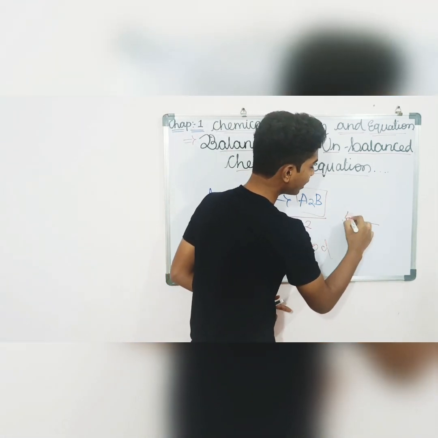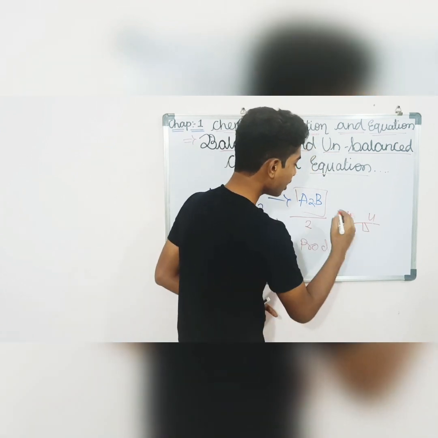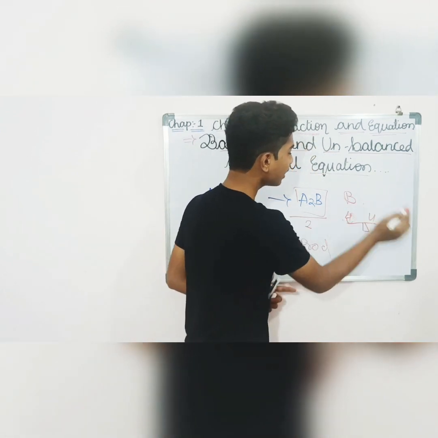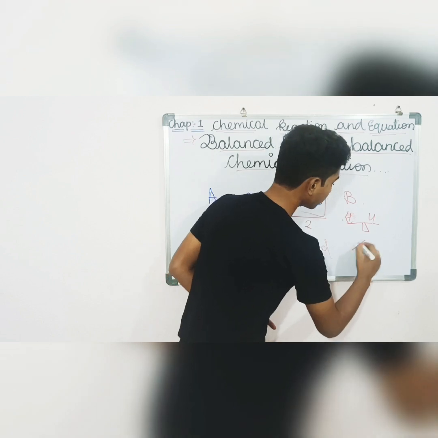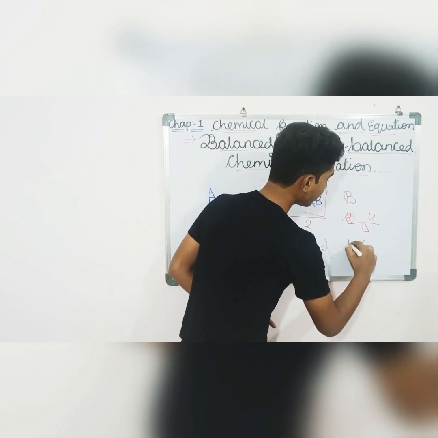So here 4, here 4. Now it's balanced. And this is balanced. Now unbalanced means here 4 and here 2.